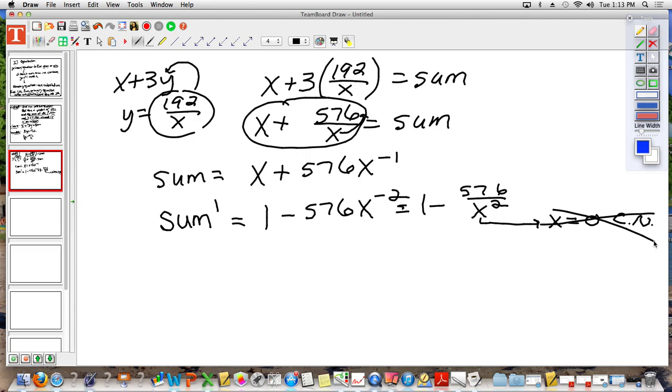Yes? I don't get the next one. You don't get the what one? The fourth one. 1 minus. So I found the derivative of this. Negative 1 times 576 is negative 576. X, I have to subtract 1 from the power, so I have a negative 2. Now I had to get rid of this. I just had to make it positive, so I moved it to the bottom. So it stays a 1 minus 576 over x squared.